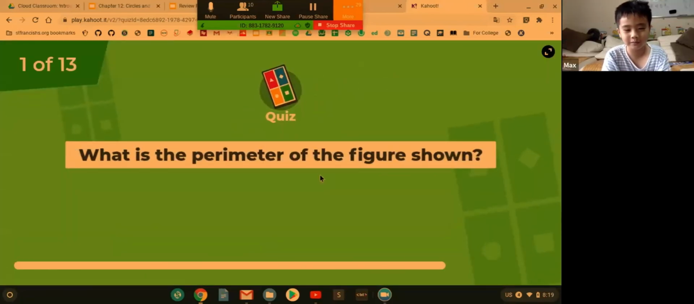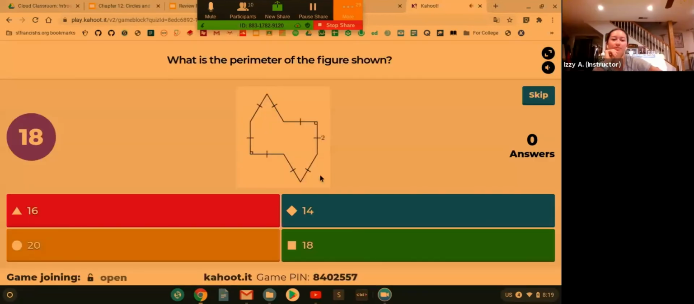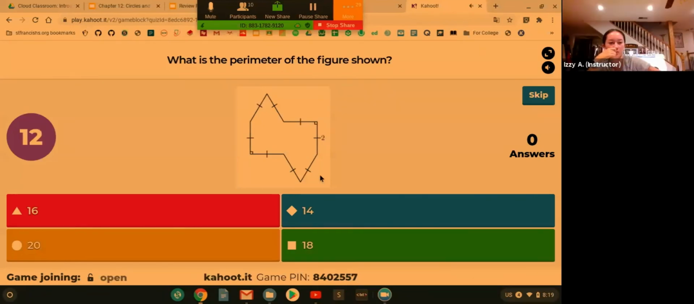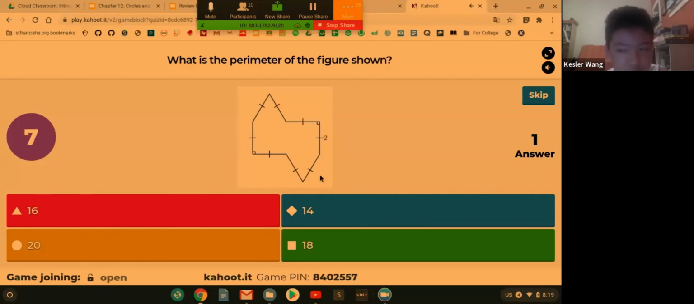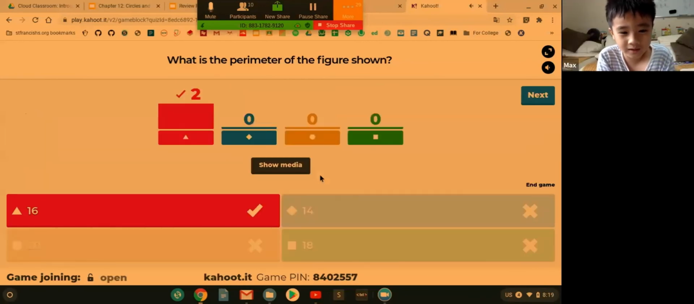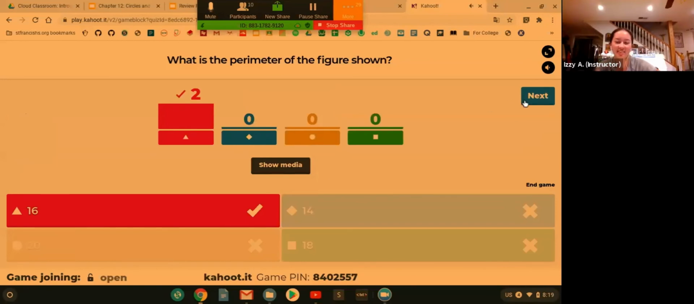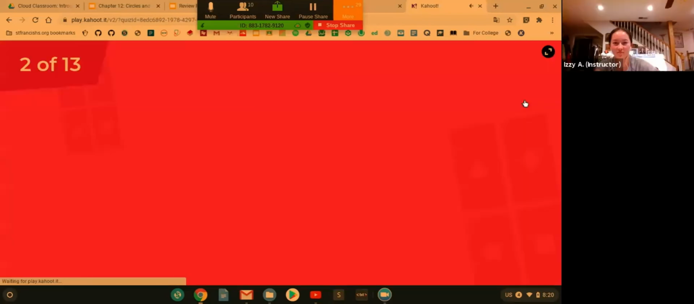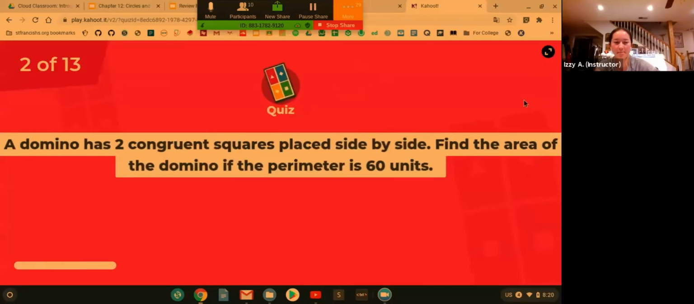Okay, so what's the perimeter of the figure shown? Let's see. Don't know. My brain hurts just watching this. Kinda got it. Yeah, I got it right. Yeah, silly. Do it over. Marcus person. Only Marcus person.